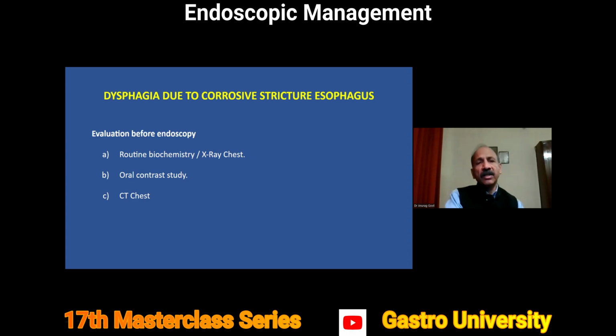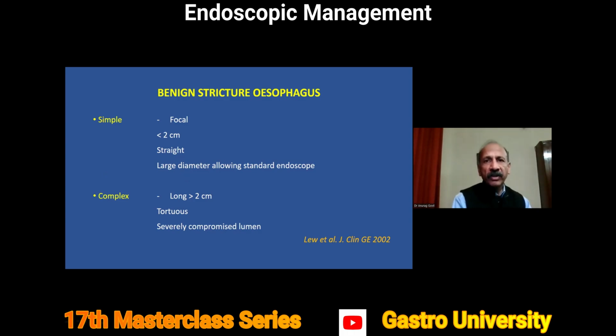CT scan largely is required only for complications, if anticipated, in the form of either fistulas, if the patient has recurrent pneumonias or recurrent aspirations, or if the patient has had a lot of sentinel bleeds. Then also I'm a little more comfortable checking the CT before I go ahead and dilate. I don't want to dilate and land up with a massive bleed. After having done this background, it's easy to say whether the stricture of the esophagus is simple or complex.